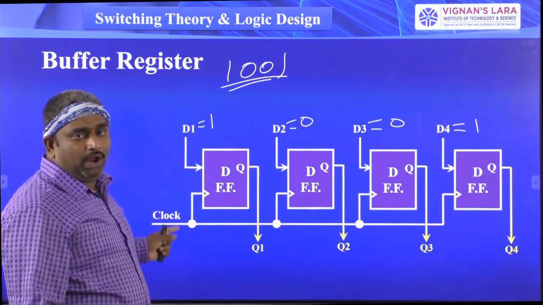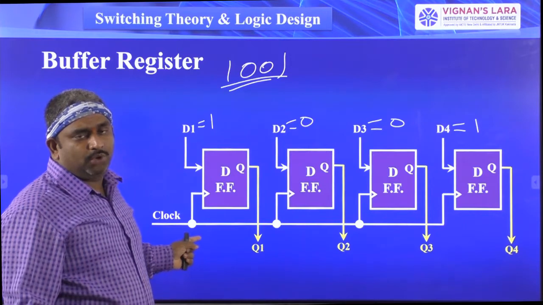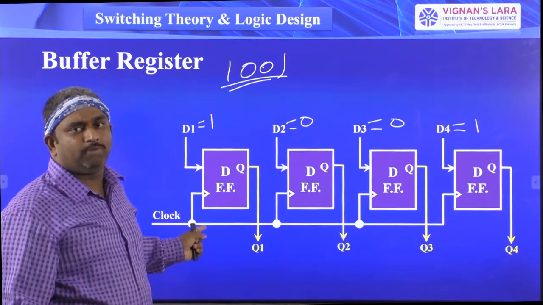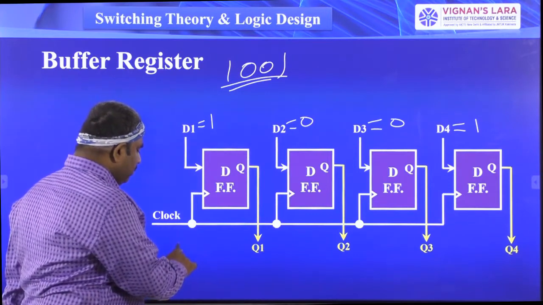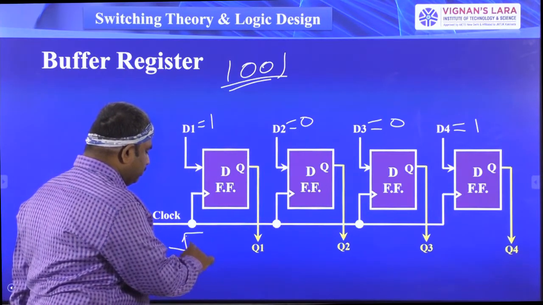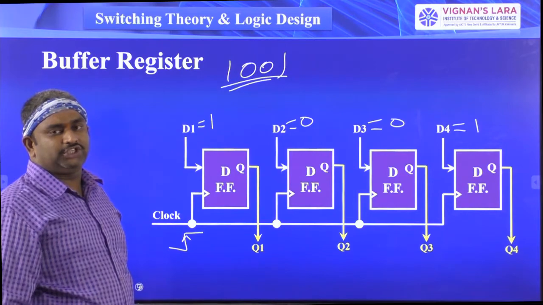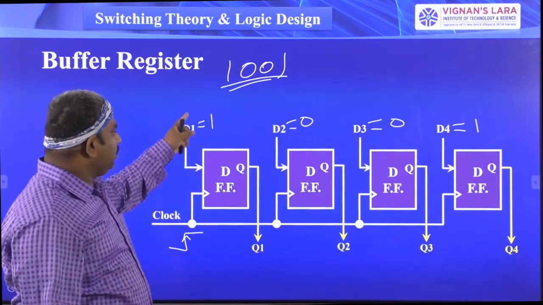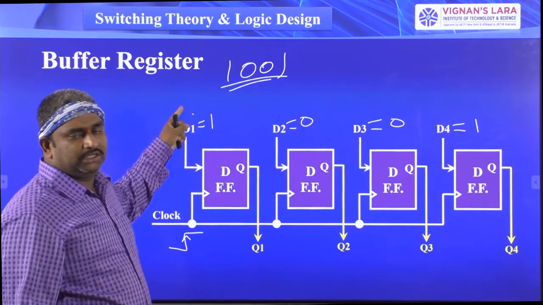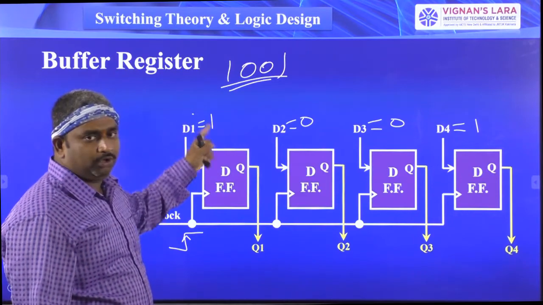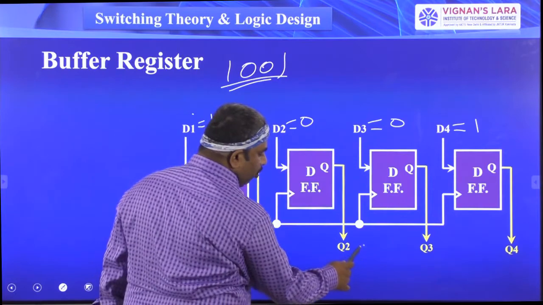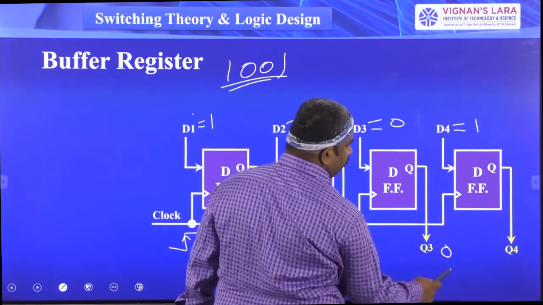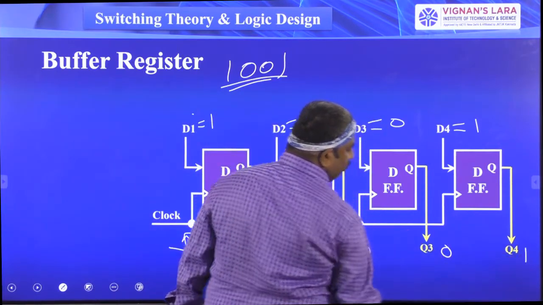Now you have to give the clock pulse. When you give the clock pulse, the inputs are automatically transferred to the outputs. Here I am giving a positive edge triggered clock pulse. Whatever input is available at D1, the same is transferred to the output. Now Q1 output is equal to 1, Q2 output is equal to 0, Q3 output is equal to 0, and Q4 output is equal to 1.